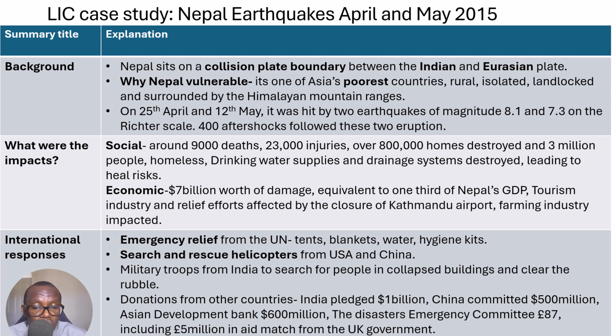So what were the international responses then? We know that we've just talked about the fact that Nepal is quite poor, which means that their government would not be able to respond as effectively on their own, and therefore they had to greatly rely on international relief efforts. So the UN, for example, provided tents, blankets, water, and hygiene kits for people that were victims of this earthquake. And then there were search and rescue helicopters from the USA and China.